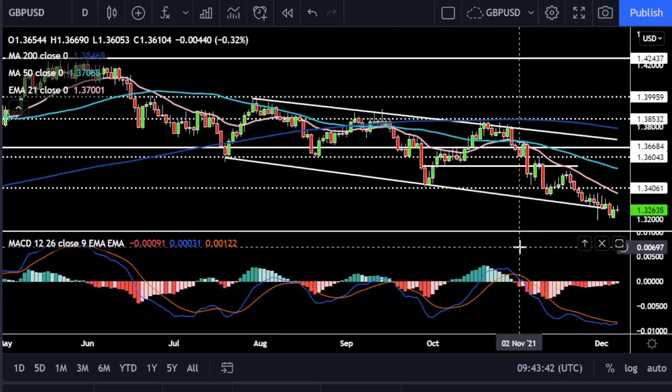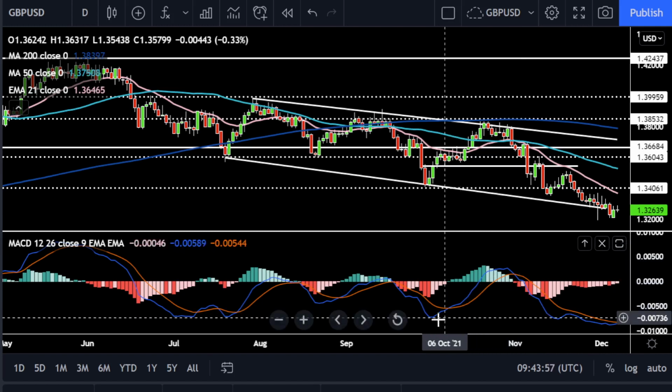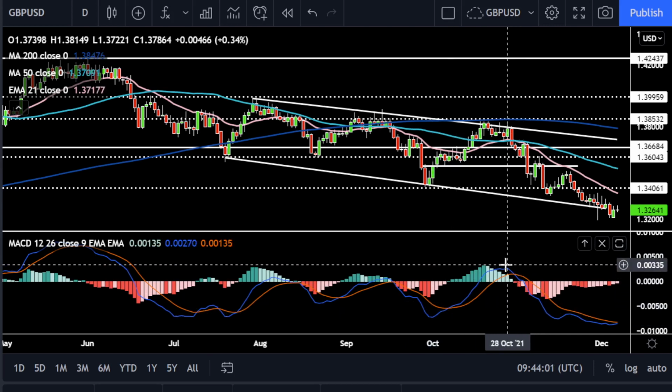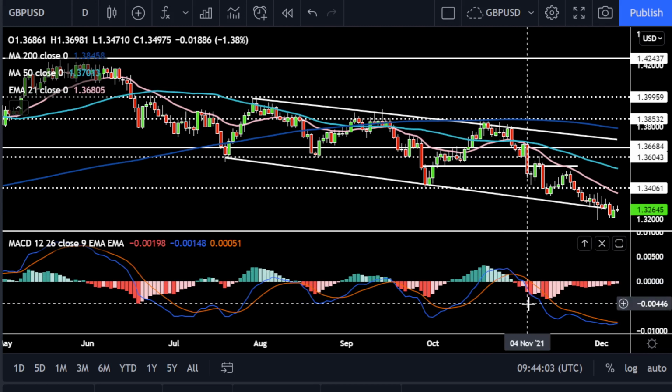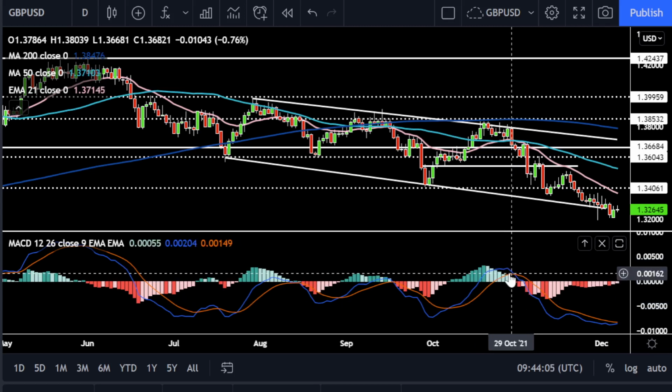Okay, so basically, why do we use the MACD? What's its importance? So we can use a crossing over of the MACD line and the trigger line as a crossover signal. A bullish crossover would occur when the MACD line crosses above the trigger line, and a bearish crossover would occur when the MACD line crosses down below the trigger line.